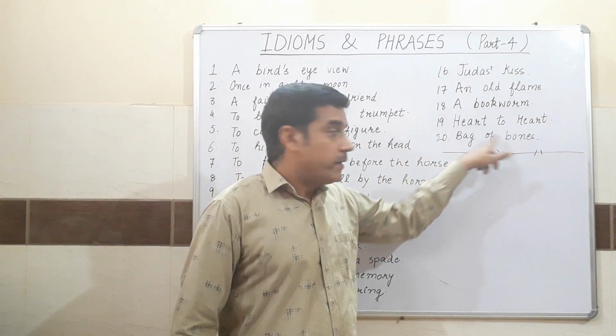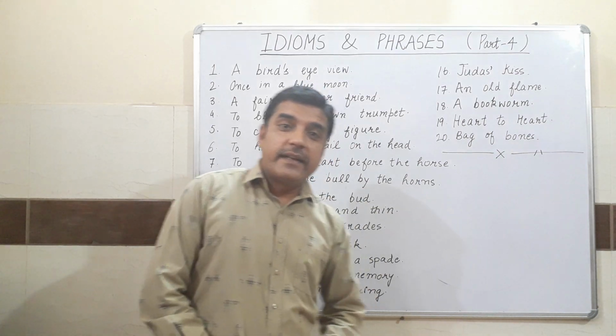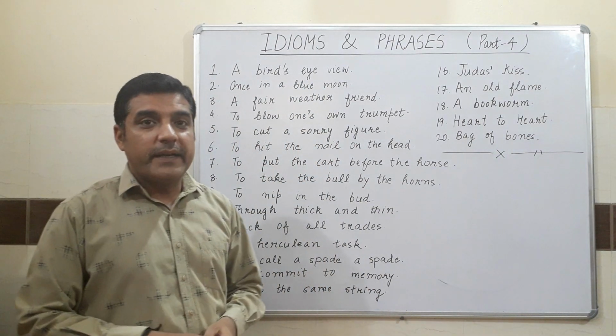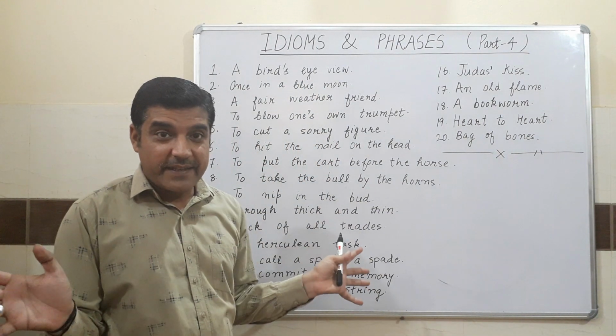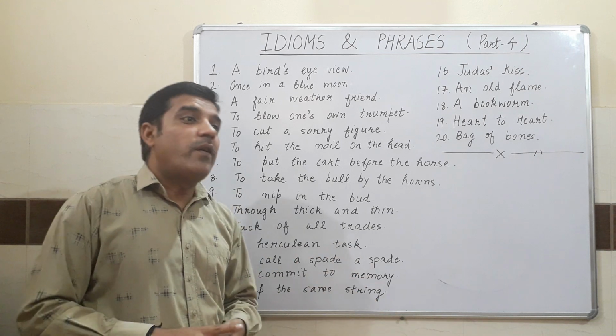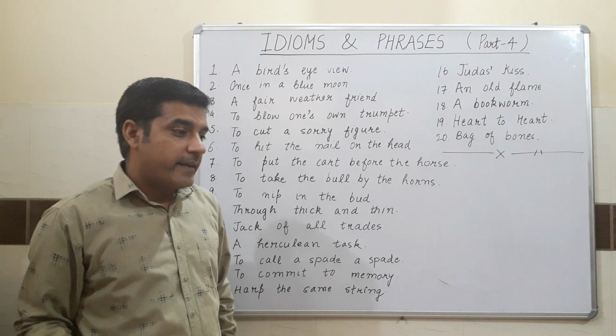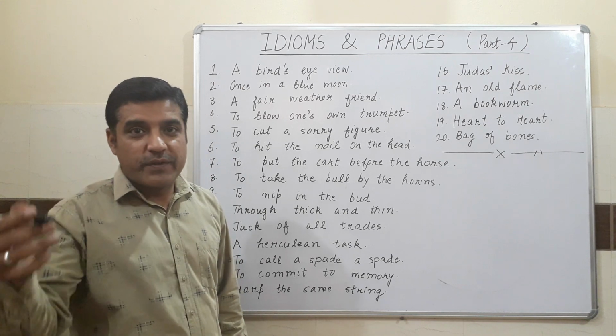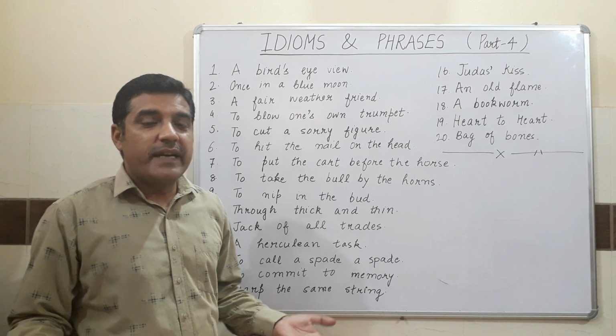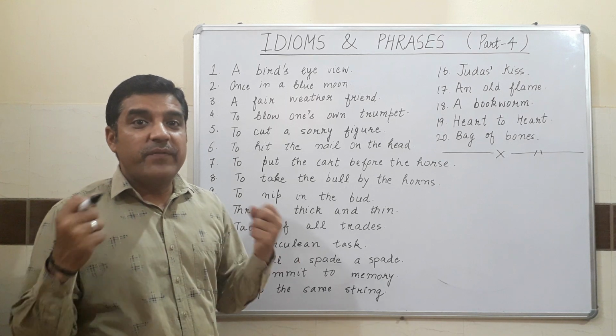Bag of bones. Let's say in your friend circle, if there is somebody who is very, very weak, you can always say you look to be a bag of bones. Or let us say you say that Ravi is a bag of bones. That is to say, he is very, very weak.